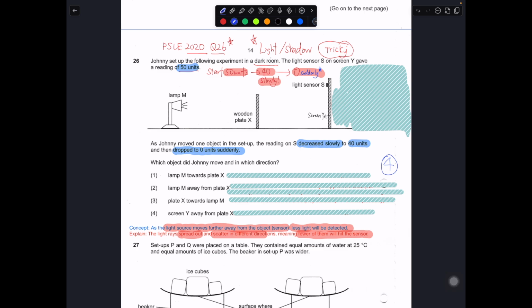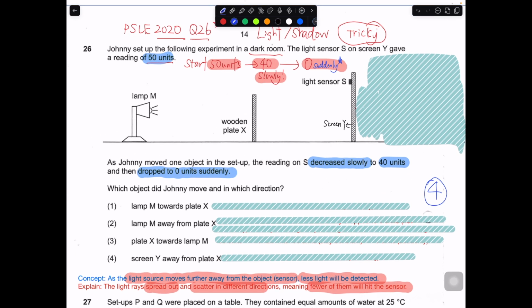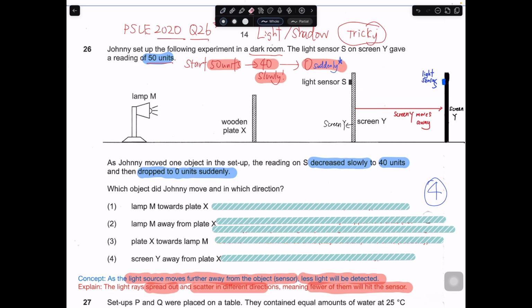and why the answer is 4 only. In this case, it is really that the screen Y is moving away from plate X. And if I were to visually show it to you on the diagram itself, this is actually how the whole thing would have looked like. So at first, if I move the screen Y further away from the original position, this is how it's going to look at this point.